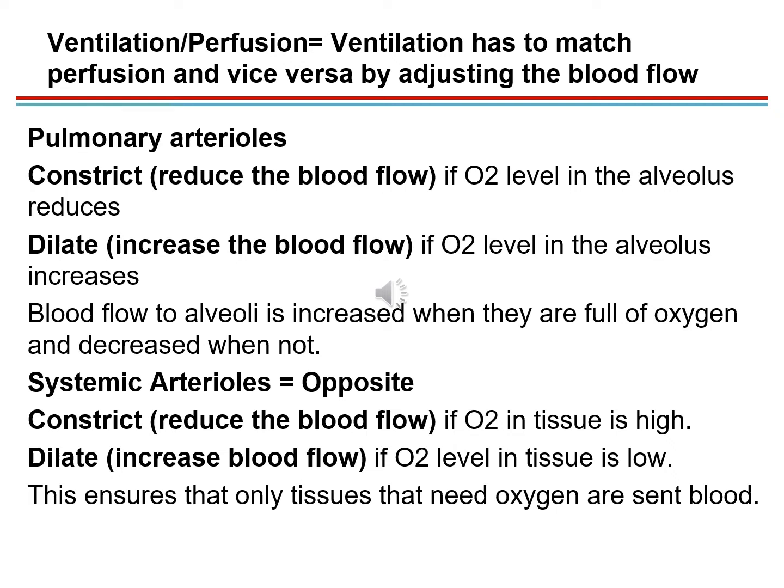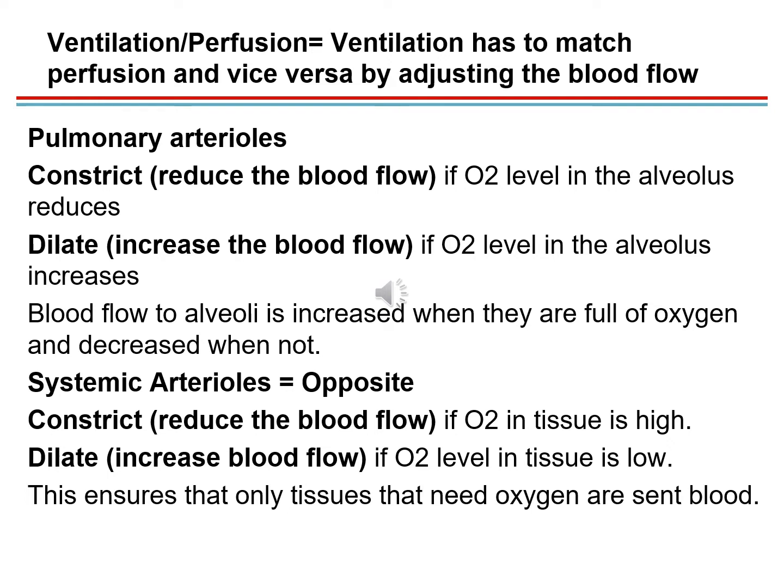If a systemic arteriole constricts, it reduces the blood flow if oxygen in the tissue is high. In other words, why do we have a high concentration of oxygen in a tissue? Because those cells are not exposed to high metabolic activity, so they have enough oxygen. Because of that, the systemic arteriole needs to vasoconstrict and reduce the blood flow in order not to supply more oxygen to this tissue that already has enough oxygen.